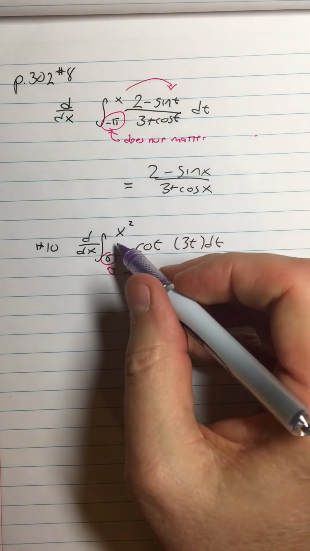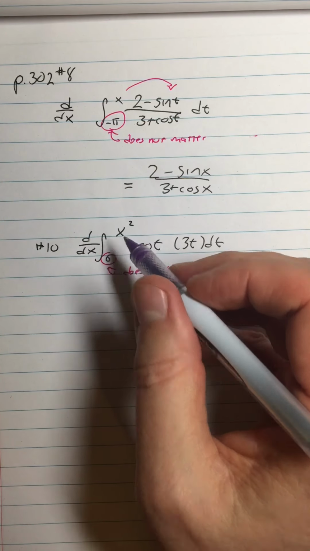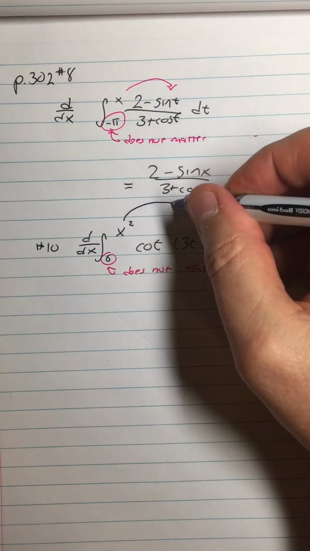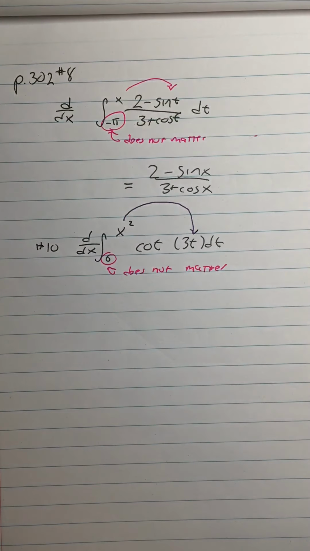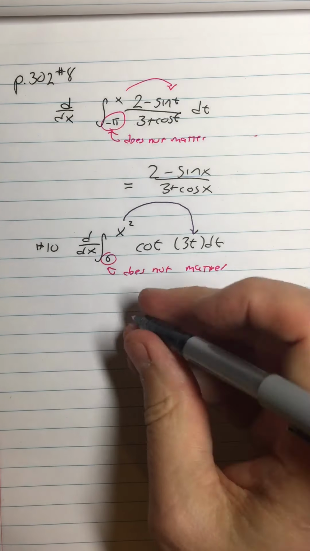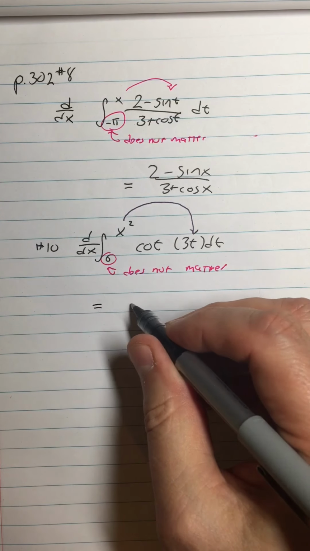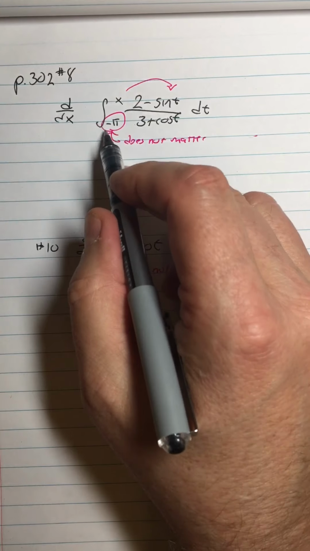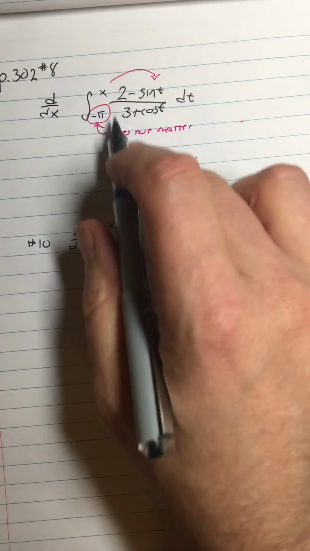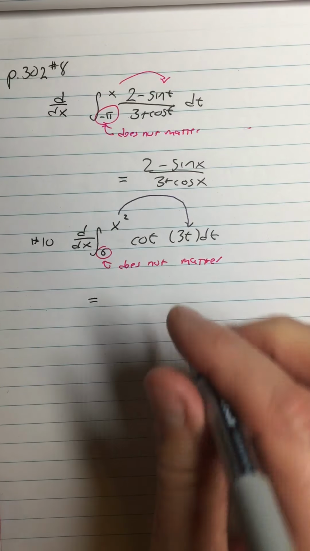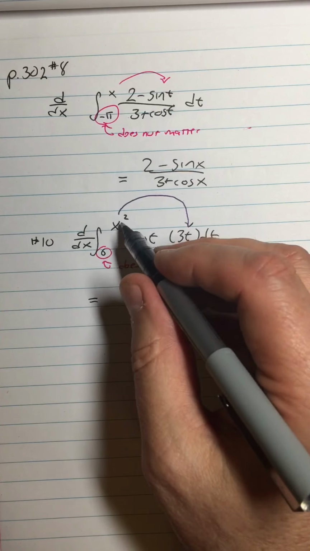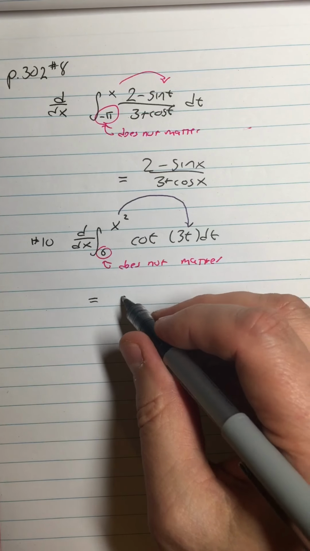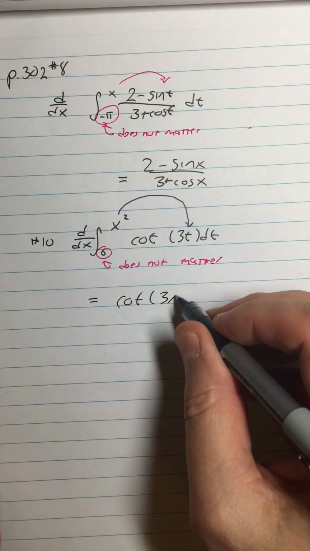You don't just have x here, you have a function of x. So you're still going to plug the x squared in for the t, and the derivative of this integral equals, because basically the derivative and the integral cancel out. That's all that's going on here. And then the variables sort of shift around a little bit. The x squared goes where the t is, so we have cotangent of 3x squared.